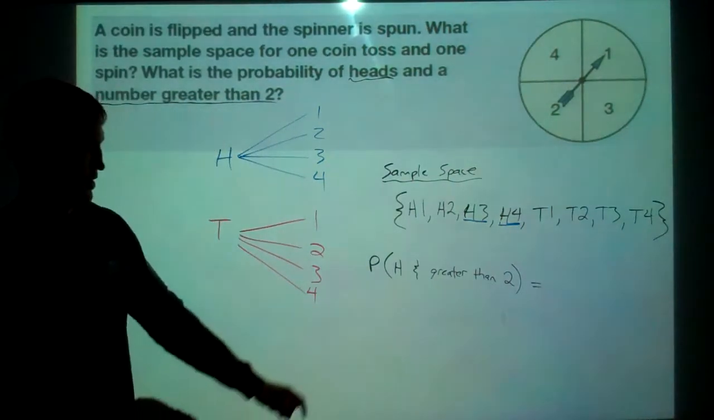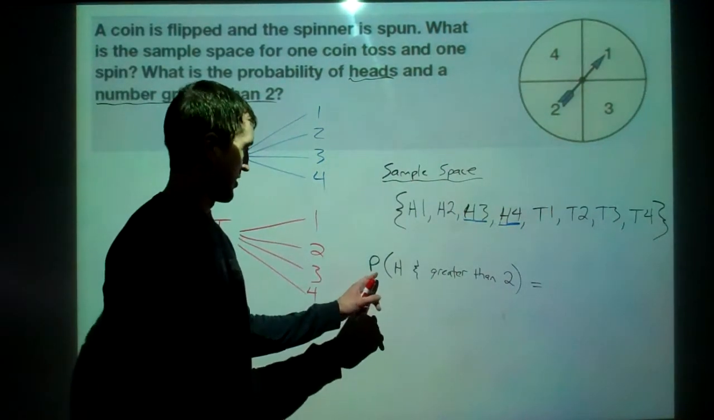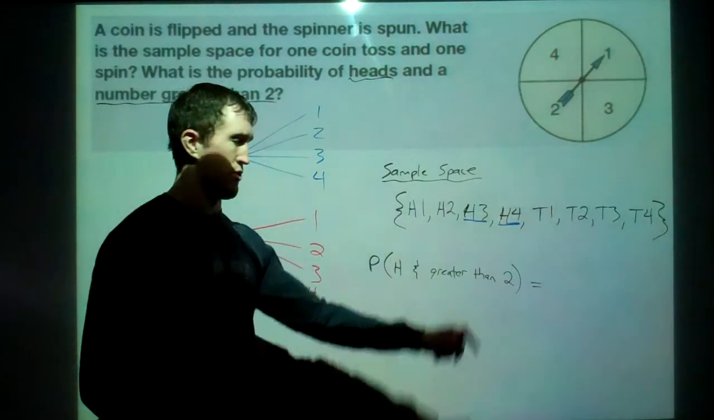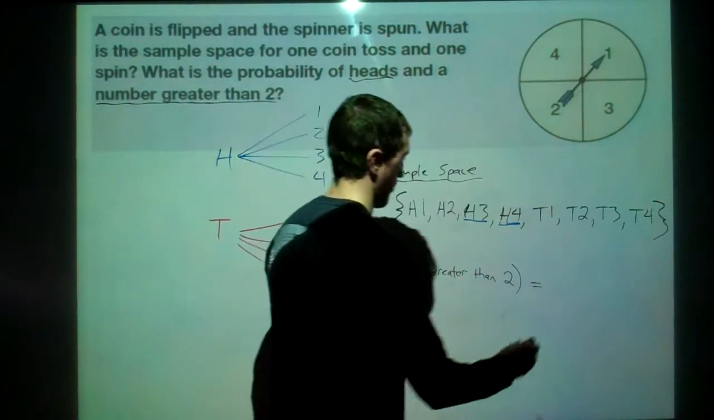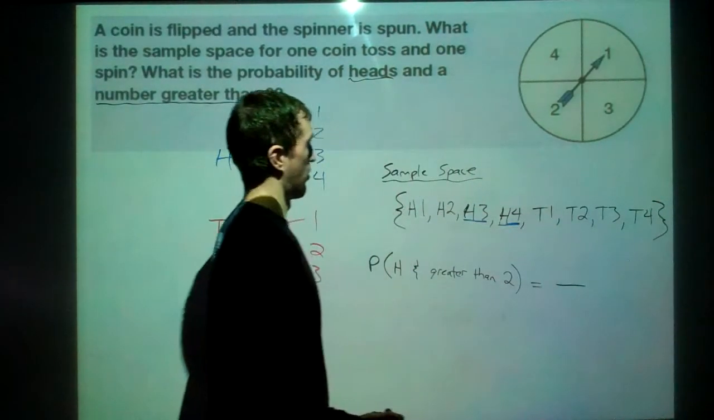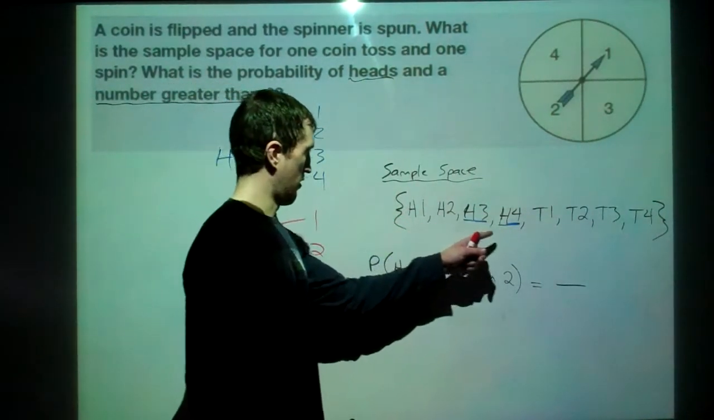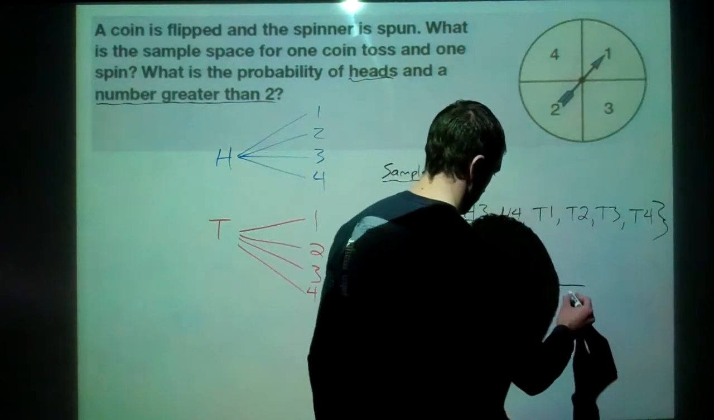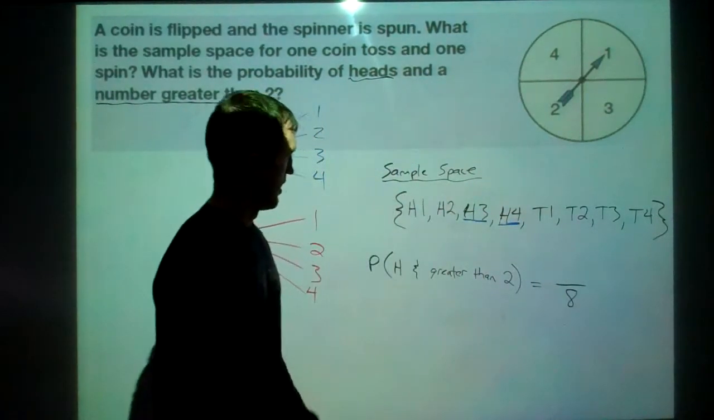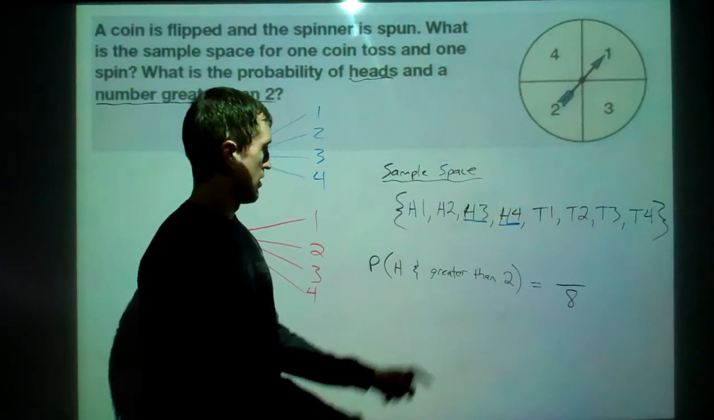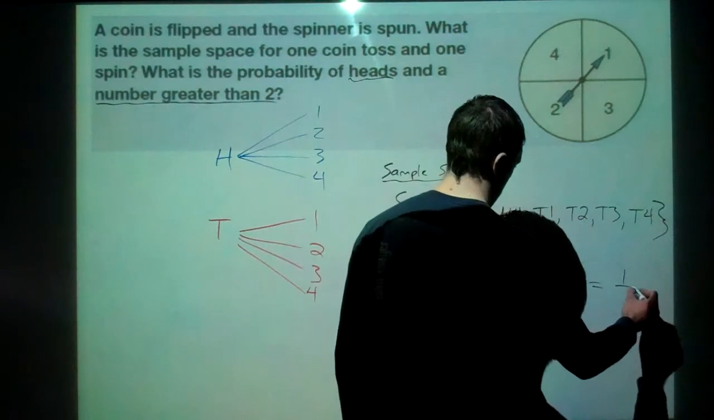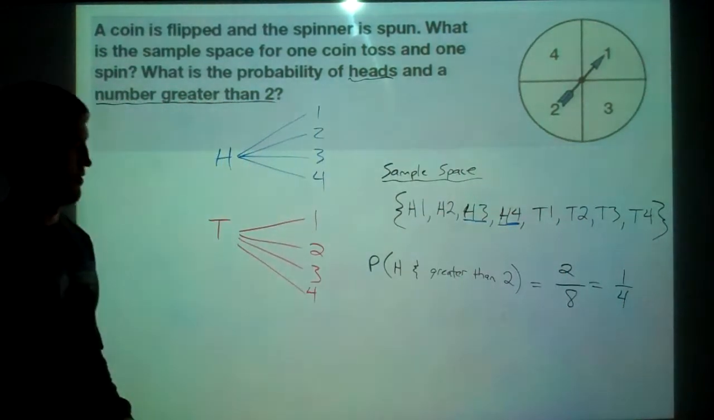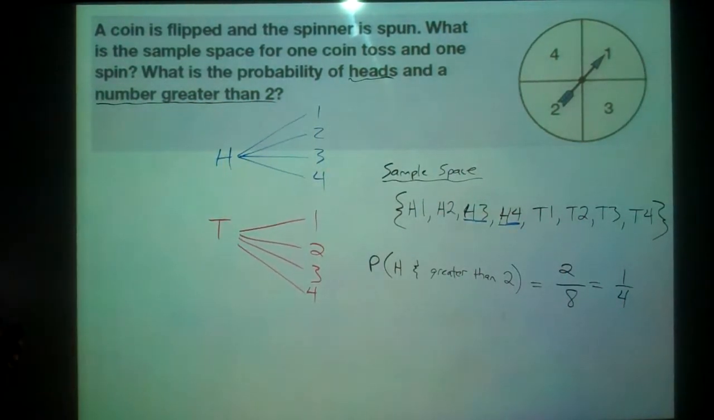Alright, so this is something you'll see quite a bit. This means the probability of getting a heads and greater than 2. Just some notation there. And we want, how many outcomes do we have total? Well, we've got 1, 2, 3, 4, 5, 6, 7, 8. 8 total outcomes. And the number of favorable outcomes would be 1, 2. So 2 ways. And this reduces to 1/4. So the probability of heads and a number greater than 2 would be 1/4 there.